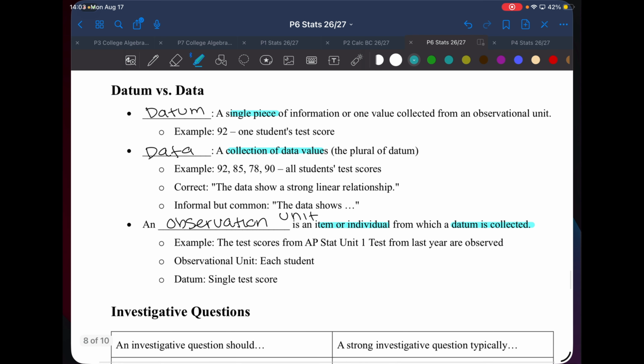So in this example, let's say I gave you all the test scores from Unit 1 from last year. Okay. The observational unit would be each individual student. The datum would be the test score for each individual student. Okay, so the observational unit is each individual person. They are the person that took the test and got that single test score.